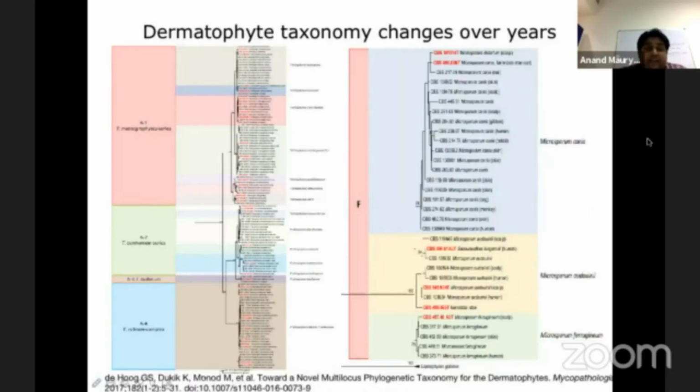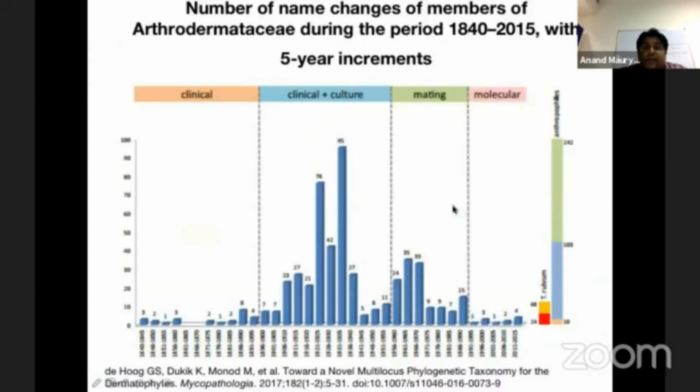So these are the species. So you can see, so there is the presentation.